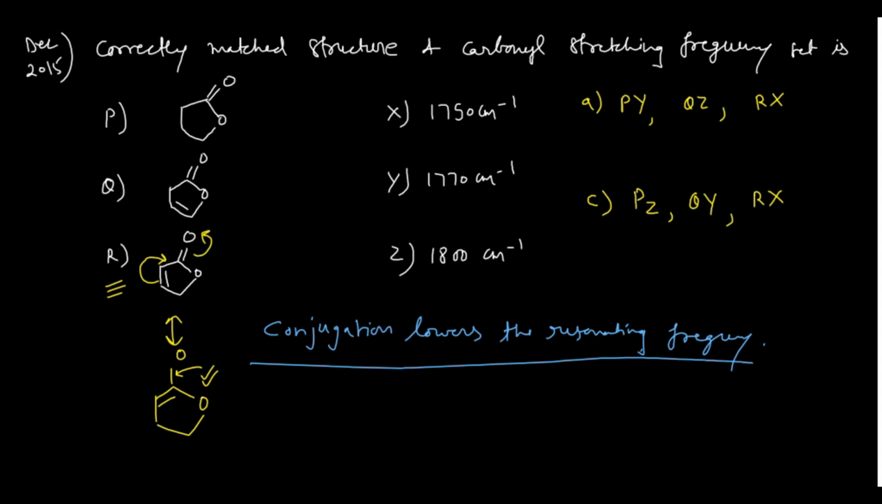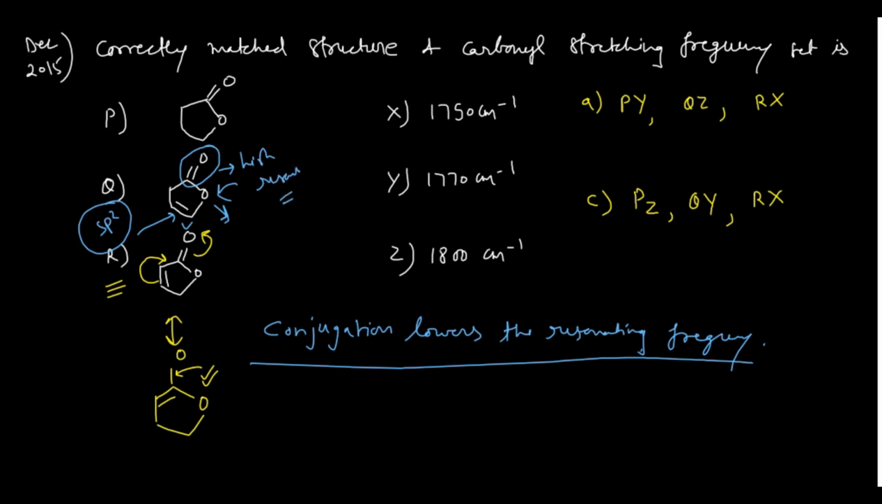Now let's check what this is. See guys, this option, okay, this one. This carbon is an sp2 carbon, which is electronegative, and this oxygen is also electronegative. So this will suck the electron density towards itself. When it sucks the electron density towards itself, that means this carbonyl group, due to the electronegativity of this oxygen, compresses. When it compresses, it should have the high resonating frequency.